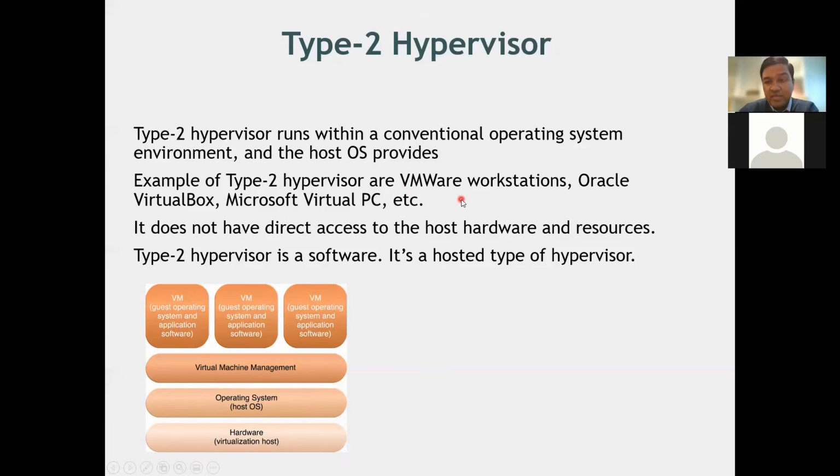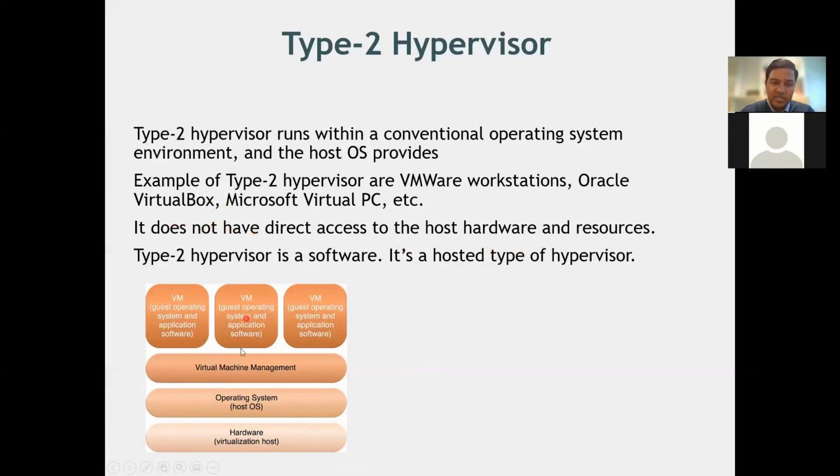So what are the examples of type 2 hypervisor? VMware Workstation. If we want to virtualize our laptop, we can install this VMware software on our laptop, and then our laptop will be virtualized. Or we can install Oracle's VirtualBox or Microsoft Virtual PC. But this way it does not have direct access to the host hardware and resources.